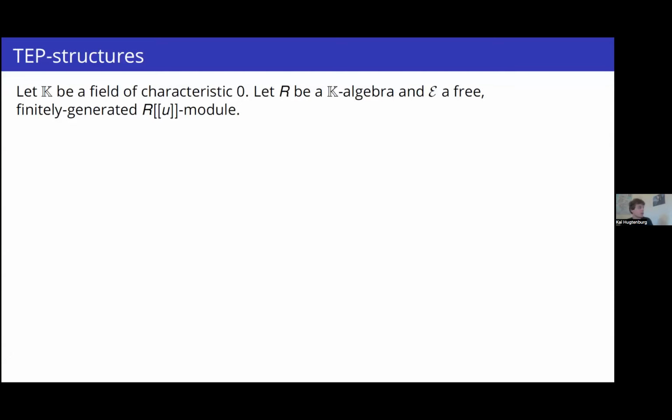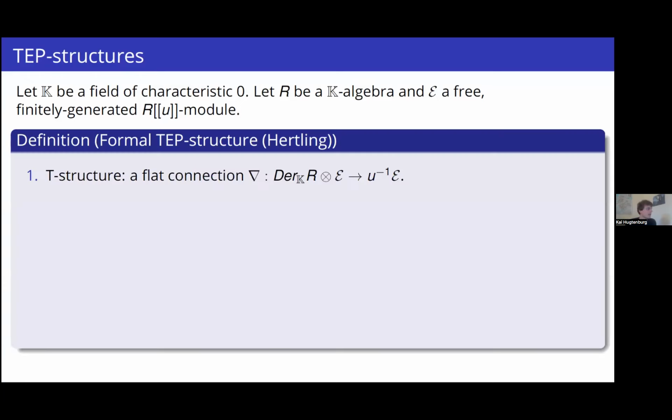Just to remind you, what are these TEP structures? We start out with a field K of characteristic 0, and we take some algebra R over this field K. Then we take a finitely generated module E over R[[u]]. This is a definition by Hertling. It's TEP structures, but actually I consider formal TEP structures. The formal here means that we work with formal power series in the variable u.